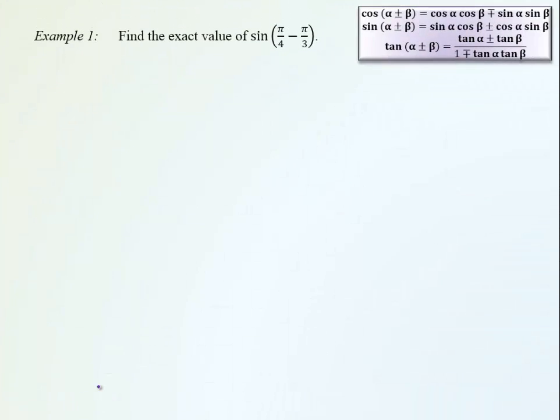And here we have the first exercise. We need to find the exact value. Exact value means don't use a calculator. We need to use special angles and possibly formulas for sum or difference of angles. So the exact value of sine of pi quarter minus pi thirds.